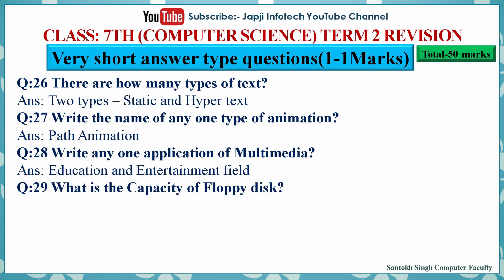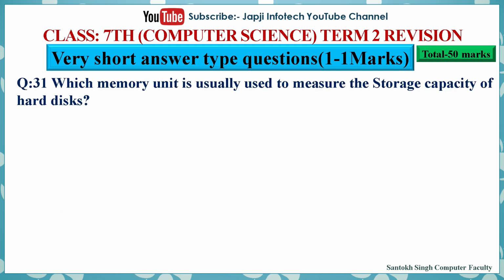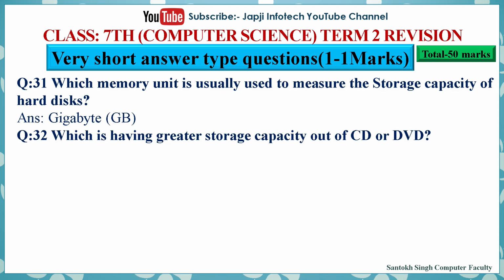And the 29th one is, what is the capacity of floppy disk, and the right answer is 1.44 megabyte. And the 30th one is, what is the capacity of compact disk? So the right answer is 650 MB to 700 MB. And 31st one is, which memory unit is usually used to measure the storage capacity of hard disk, and the right answer is gigabyte. And 32nd one is, which is having greater storage capacity out of CD or DVD, and the right answer is DVD, which is called digital versatile disk.